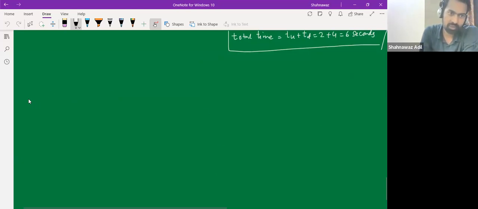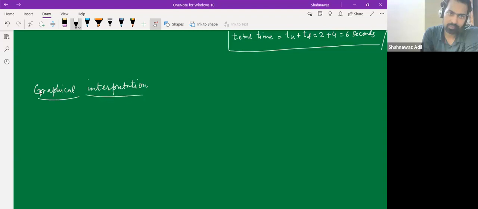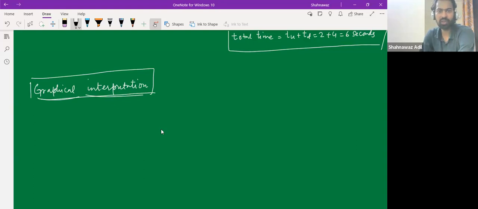Okay, so this free fall is completed, right? Now let us go back to the equations of motion: graphical interpretation. How many kinds of graph do we have? We have two kinds of graph for motion. One is the position-time graph, and the other one is the velocity-time graph.